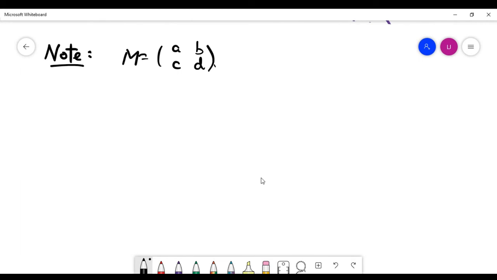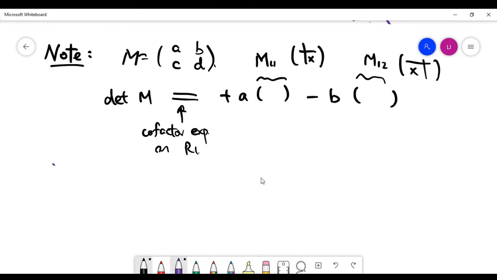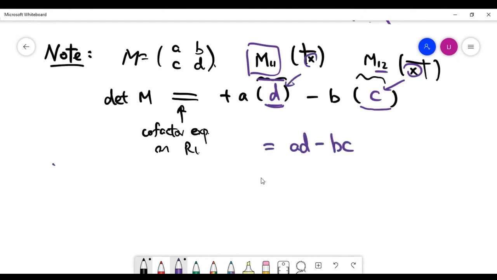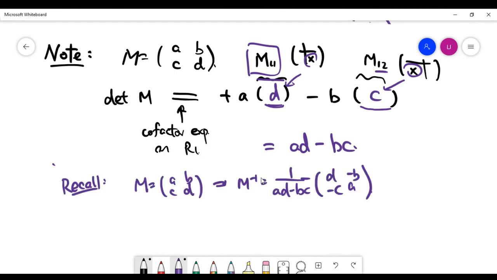So if you write the 2 by 2 matrix in terms of A, B, C, D, you would notice that the determinant, if we do it by the cofactor expansion on row 1, will obtain such a formula. This one is the minor at the position 1, 1, and this one is the minor at the position 1, 2. So this number is C and the remaining number is D, which means the determinant formula is AD minus BC. And if you recall, you can recall the inverse formula for the 2 by 2 matrix.